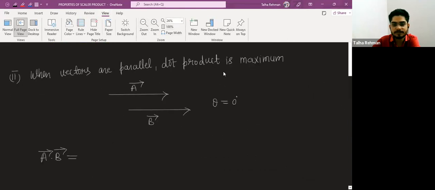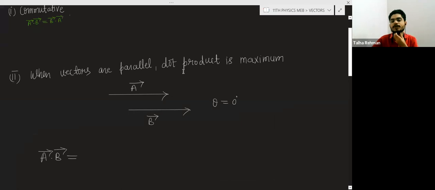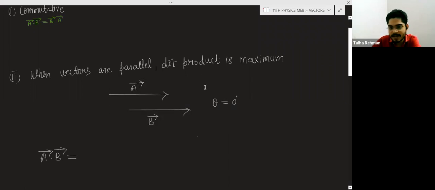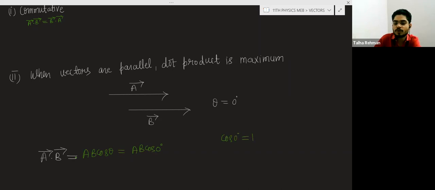The dot product is a very simple topic. When vectors are parallel, the dot product is maximum. See why the dot product is maximum when the vectors are parallel. Two vectors are parallel means the angle between these two vectors is 0 degrees. If you want to calculate A dot B, A dot B is given by AB cos theta. So you put AB cos 0. Cos 0 is 1, and 1 is the maximum value of cos. So the maximum value of cos theta is equal to 1.